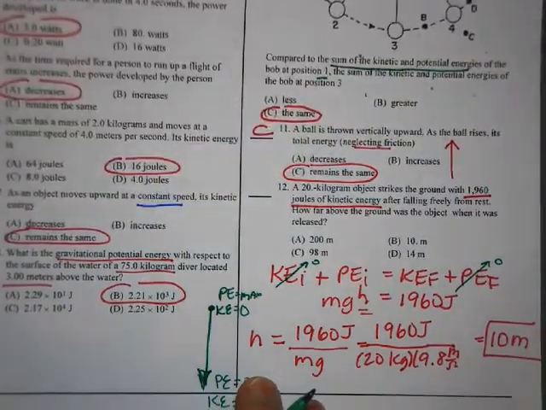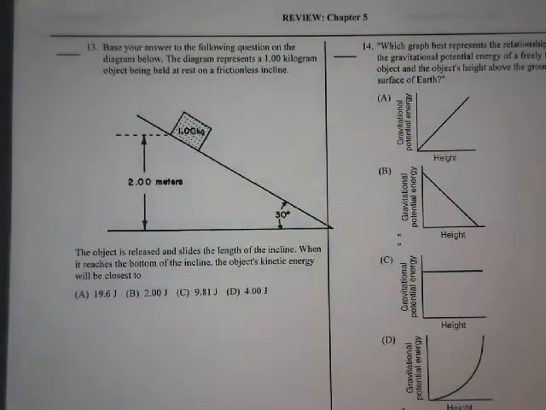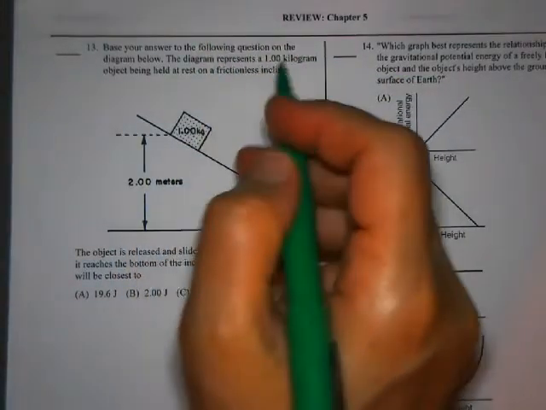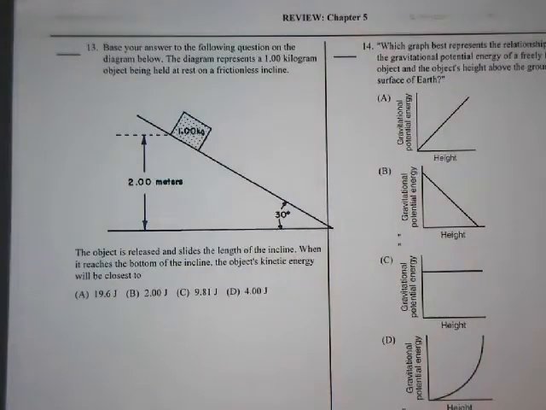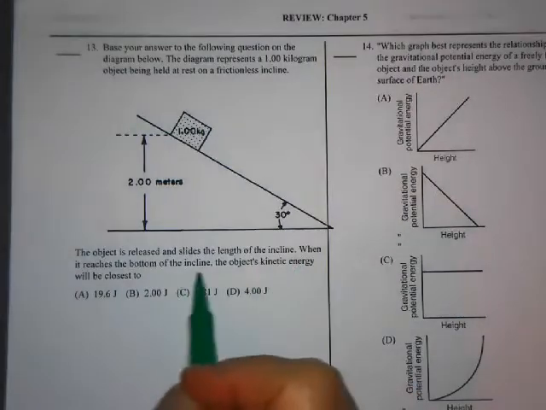All right, let's go to the next set of questions. There's only a few left. All right, so let's look at number 13. Number 13 says, base your answer to the question on the diagram. This is a 1 kilogram block being held at rest, so it's not moving. The object's released and slides the length of the incline.